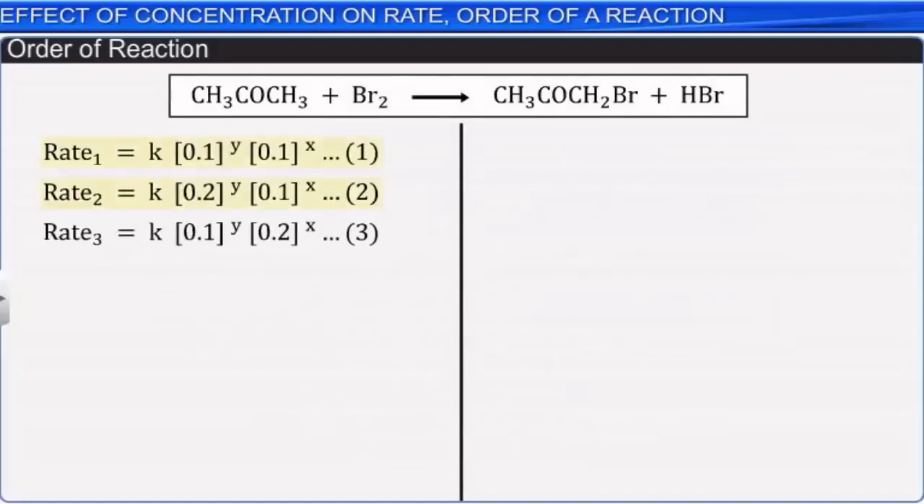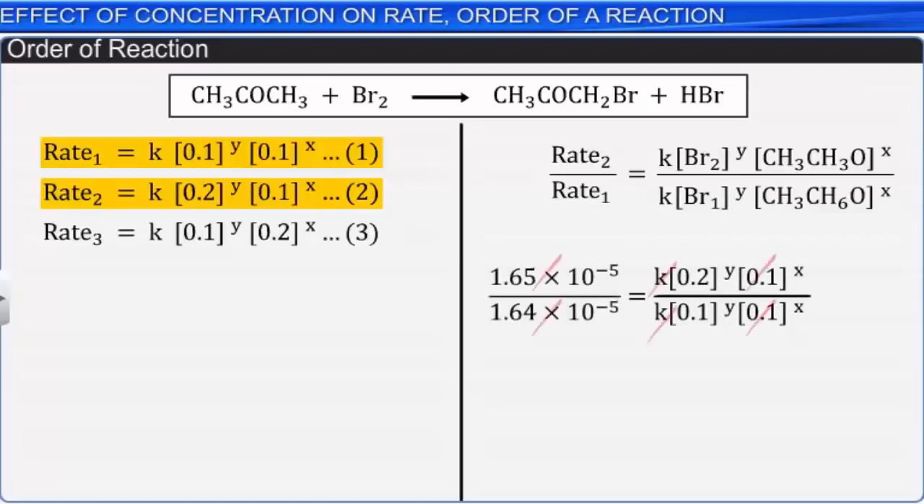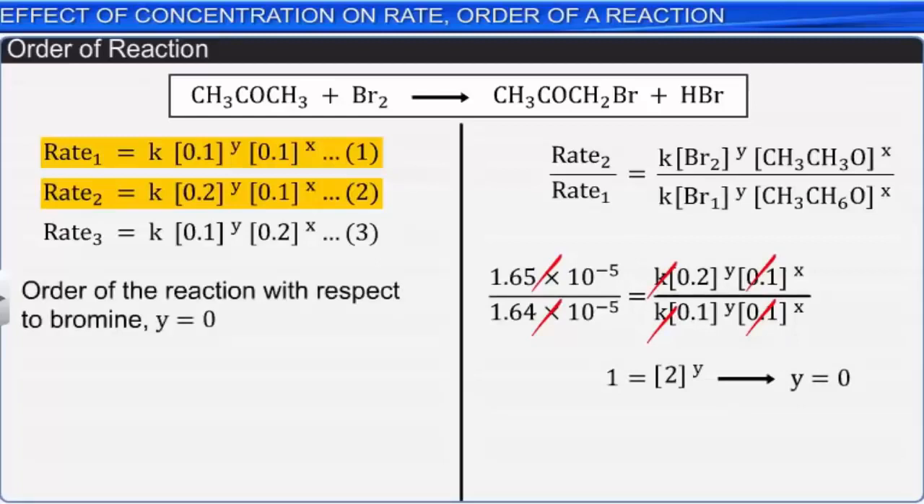Dividing equation 2 by 1, we get rate 2 by rate 1 is equal to K multiplied by the concentration of bromine in experiment 2 to the power Y multiplied by the concentration of acetone to the power X, divided by K multiplied by the concentration of bromine in experiment 1 to the power Y multiplied by the concentration of acetone in experiment 1 to the power X. On solving for Y, we get Y is equal to 0. Therefore, the order of the reaction with respect to bromine is 0.